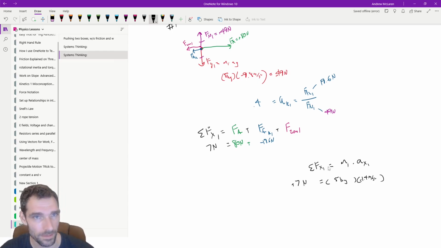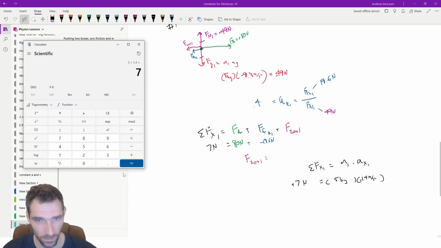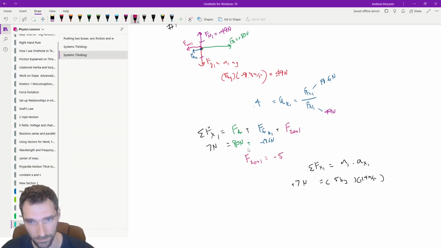And we can then sum these up and see what our force of 2 on 1 should be. So we've got, what is that, 7 minus 80 plus 19.6. Yeah, we're getting a negative 53.4 newtons for how much this is pushing back. Which we can round as the negative 54 newtons.